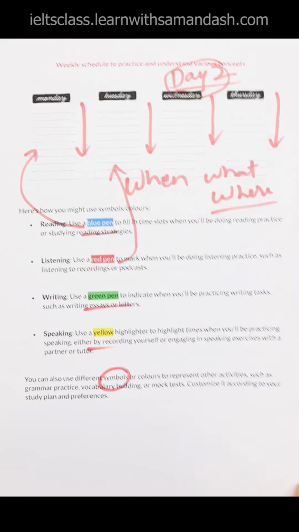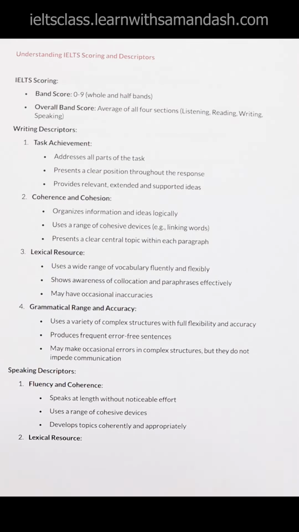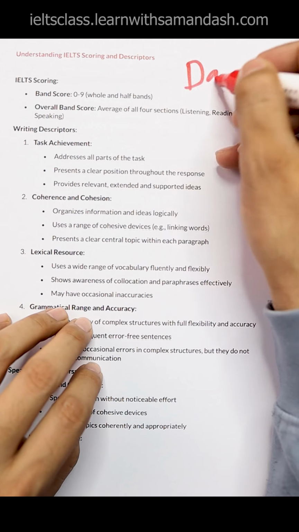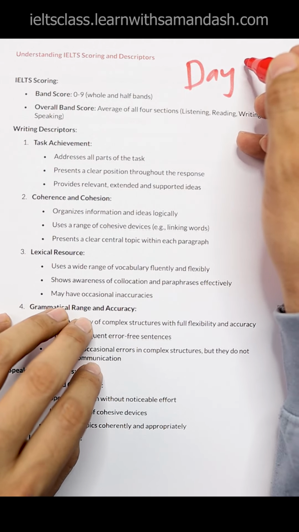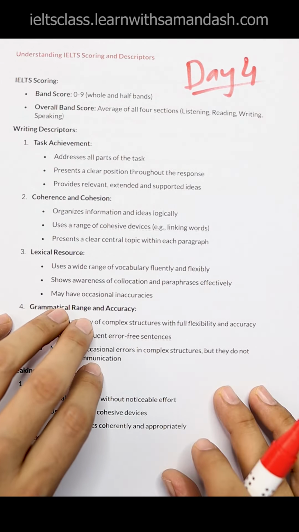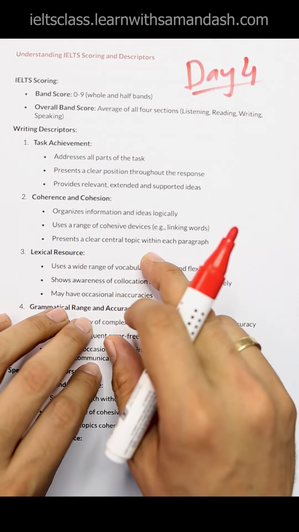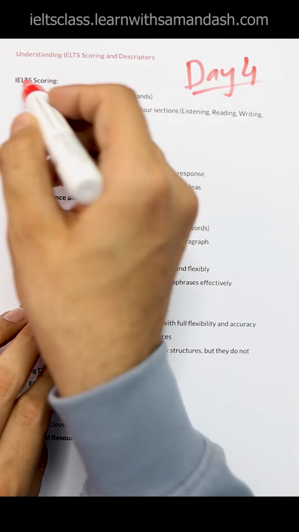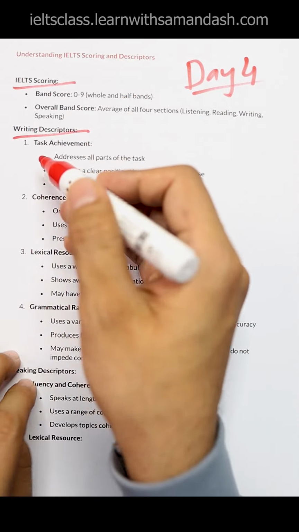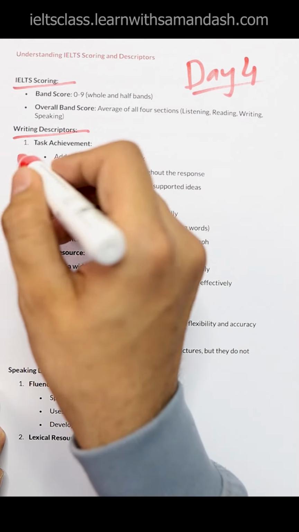So let's get rid of our day 2. And day 3 we already have seen. So this is day 4. So because day 3 was a mock test, this is day 4. So we are understanding what is IELTS scoring and descriptors. As you can see, we have what is the scoring, what are the descriptors, very important 4 descriptors for writing.